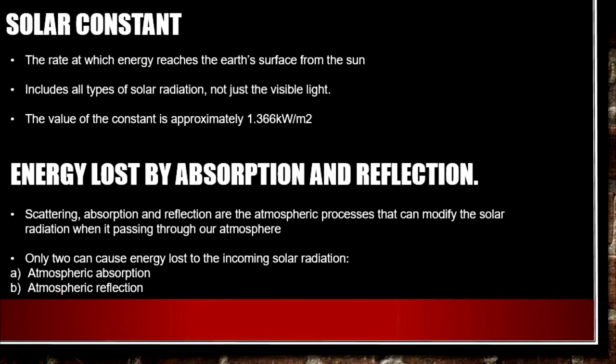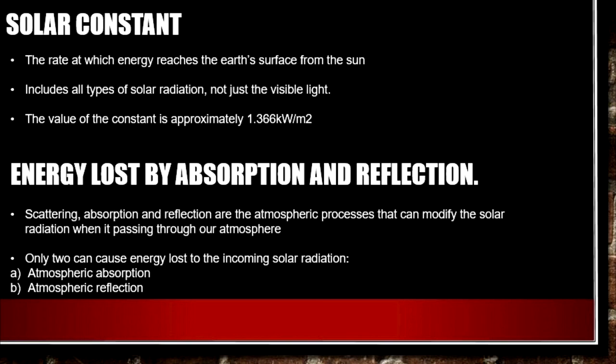Next is the solar constant. It is the rate at which energy reaches the Earth's surface from the sun. It includes all the types of solar radiation and not just the visible light. And the value of the constant is approximately 1.366. And next is the energy loss by absorption and reflection.